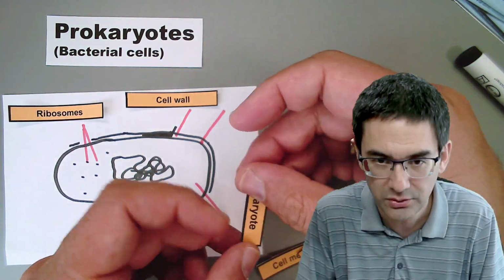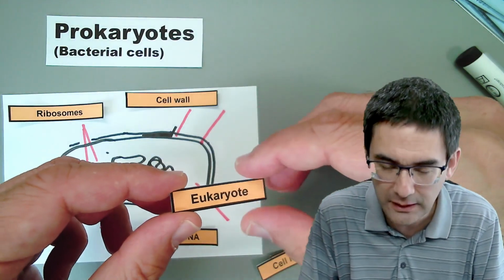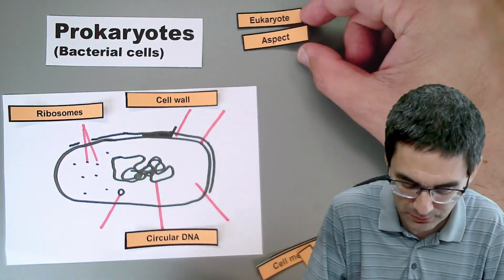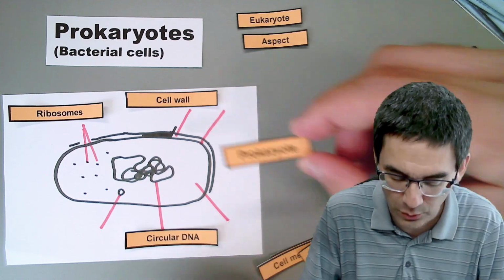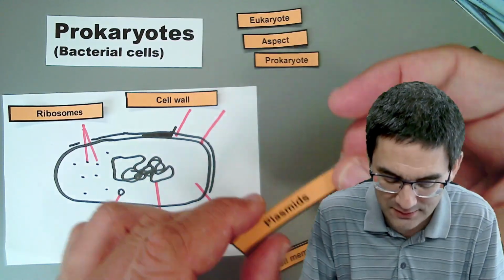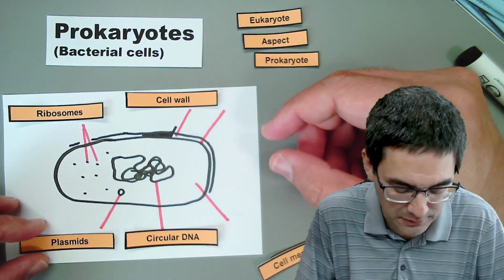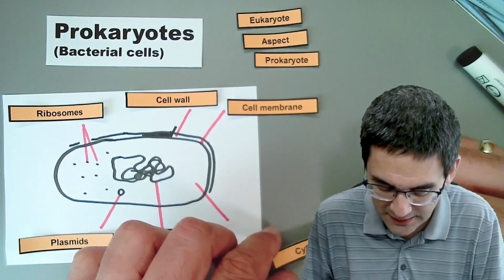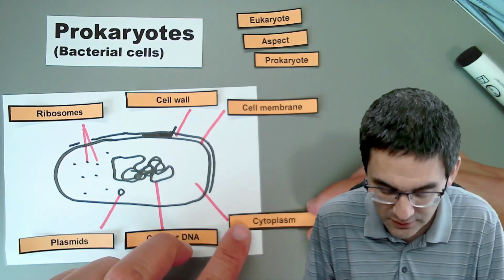Okay, eukaryote. Wow, no, that is a different label. It's for a comparison aspect. Look at this, this also doesn't belong here. And prokaryote. Of course, the whole thing here is a prokaryote. We already got the label here. Plasmids. Okay, here we go. That is a plasmid. The cell membrane, of course, is here, and the cytoplasm. See, I got everything here that I needed.